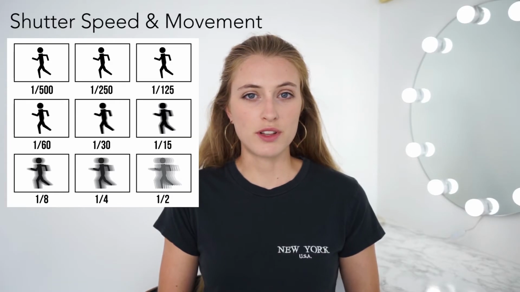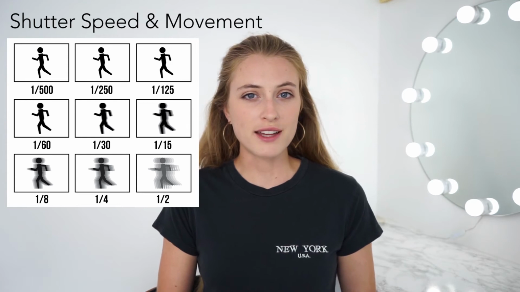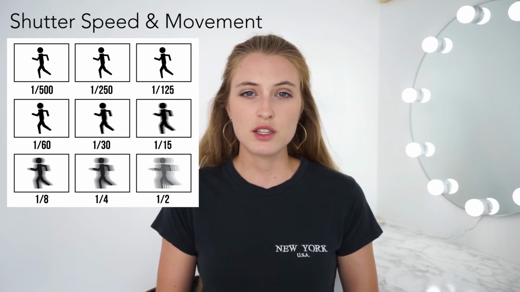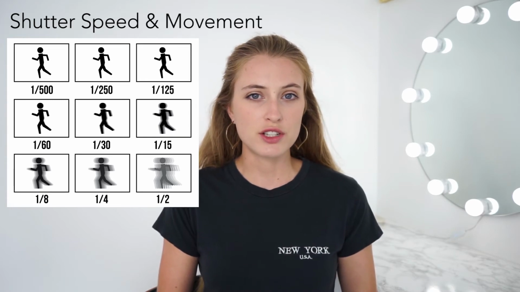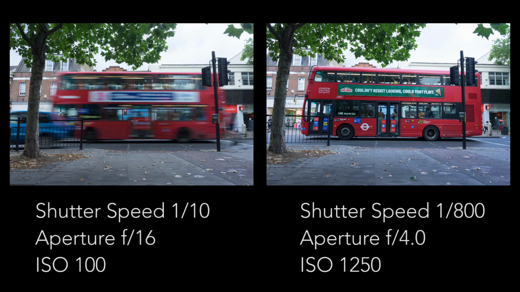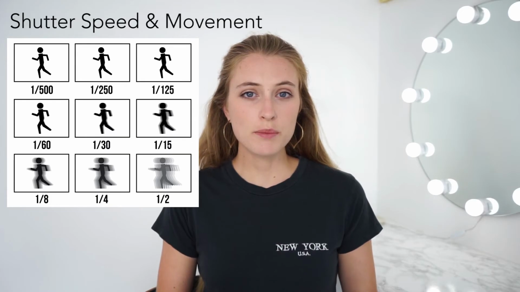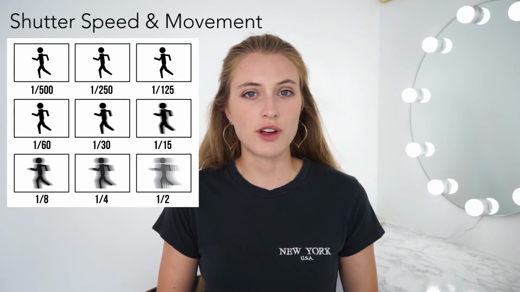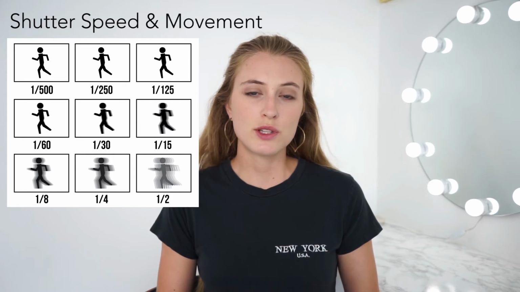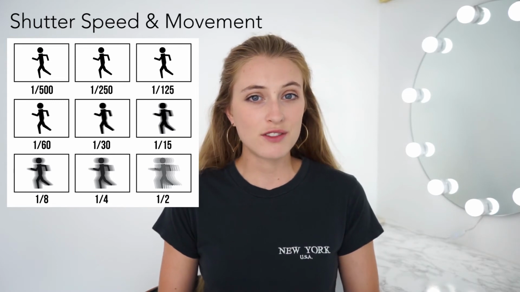Movement also plays a role in shutter speeds. If you're photographing fast-moving objects like people playing sports or cars moving, then you want to select a very fast shutter speed to avoid blurring your subject. On the opposite side, if you're in nature photographing a stream and you want it to be a bit blurry, sort of hazy, then you would use a longer shutter speed, maybe even a few seconds.